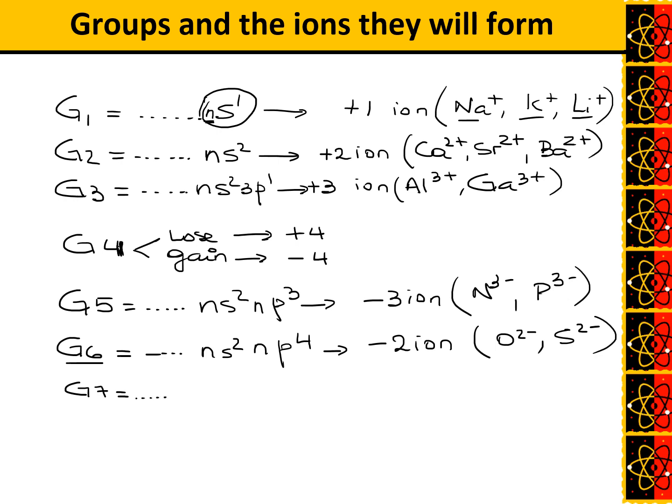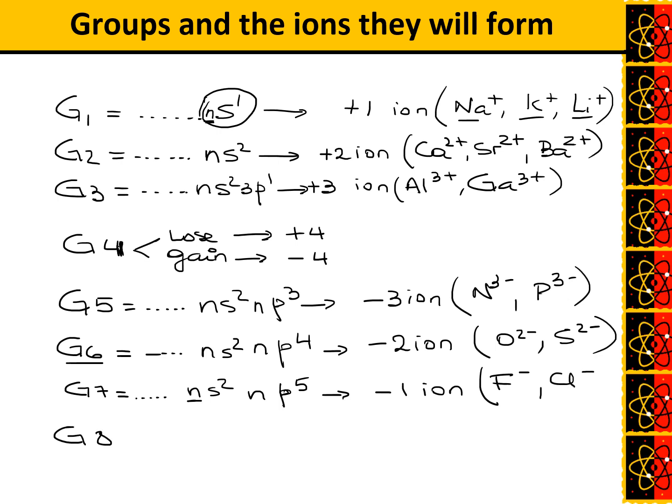They are gonna have NS2, where N is the period they belong to. NS2 and P5. Of course, they are going to get the -1 ion. And that is the case of the fluoride or the chloride. And the last one is group 8, which has the NS2 and P6, and they do not form ions.